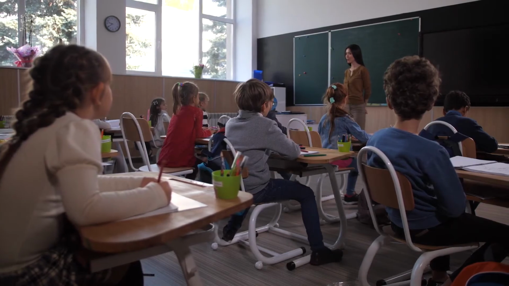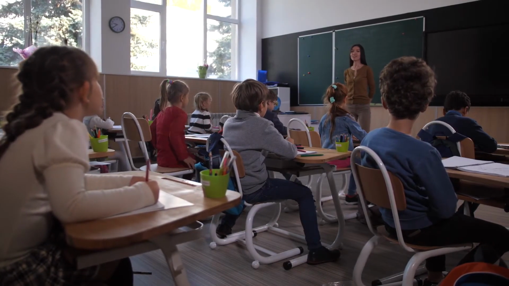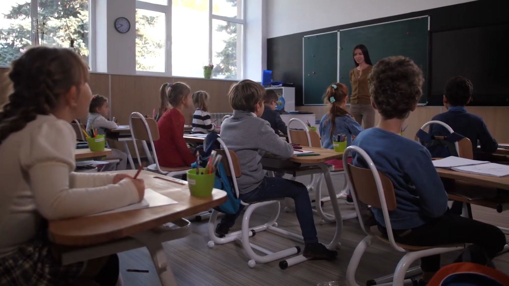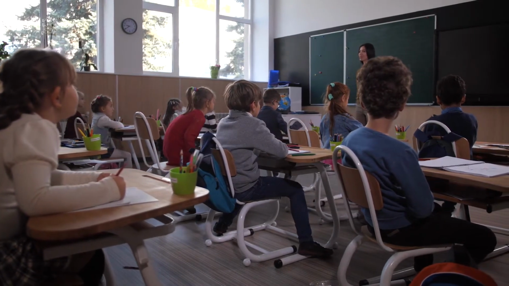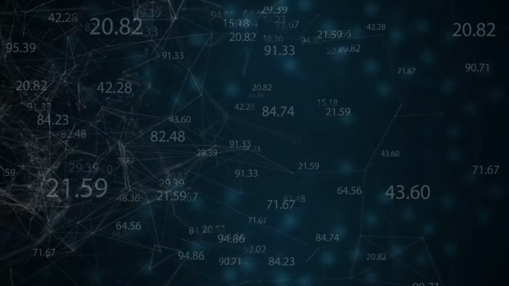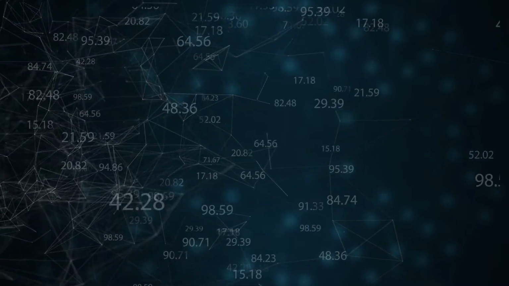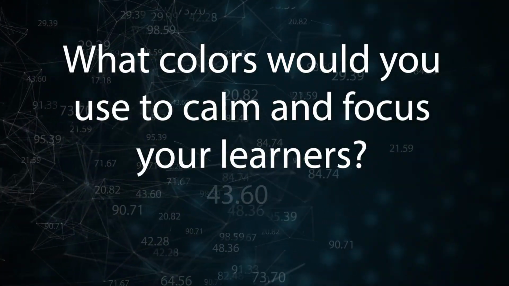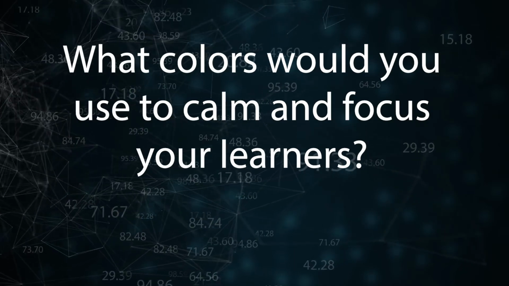Take a moment to consider this scenario. Your learners are a group of students that have never seen a fraction before in their life, and your job is to provide them their first lesson. All those numbers, they can be a little overwhelming. What colors would you use to calm and focus your learners?